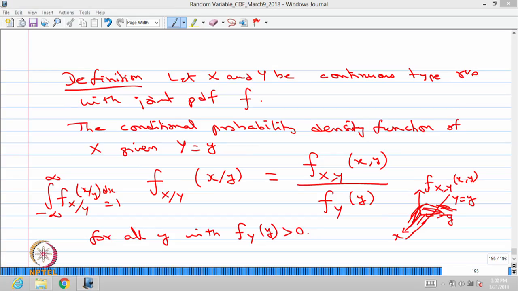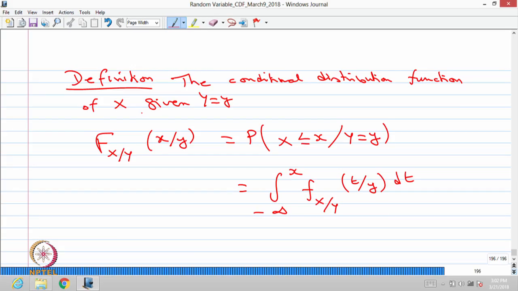So, whenever you go for the conditional distribution, you again get the same properties of probability mass function or probability density function, based on whether the random variable is discrete or continuous. Whereas here, the conditional distribution function of x given y is equal to small y, when both random variables are of continuous type, is the integration from minus infinity to x, which is the same as the usual one dimensional random variable, except that instead of the probability density function, you are using the conditional probability density function of x given y.